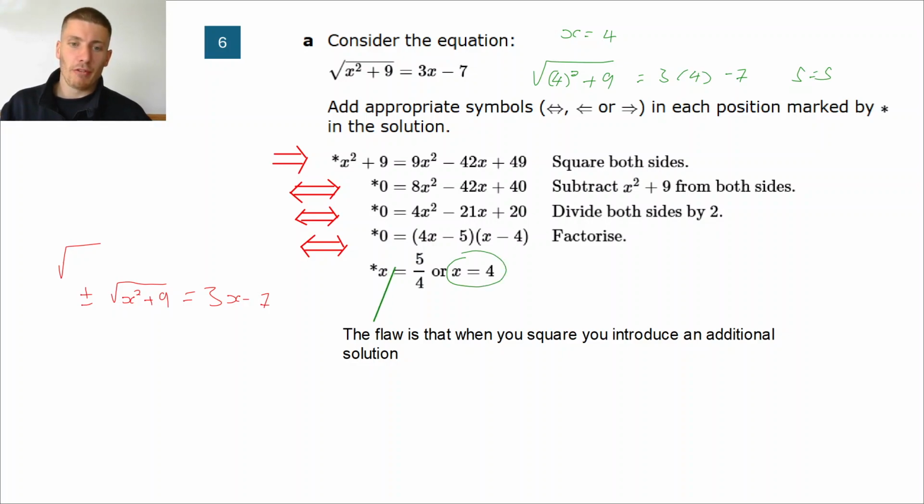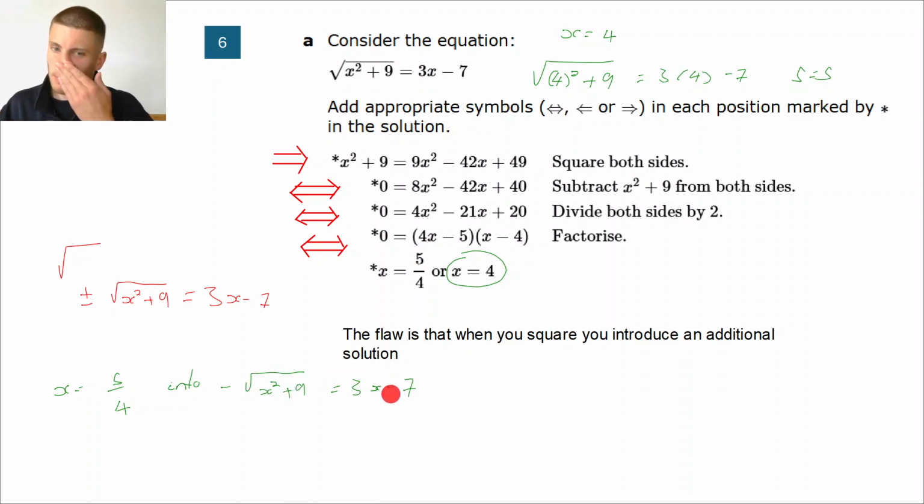And if you were to put 5 over 4 into this one, it would break down. But it would work if you put it into the negative version. Let's just double check that. If x is equal to 5 over 4, and you put it into the negative root x squared plus 9 being equal to 3x minus 7, you will see that it does work. If you substitute it in, you would get the same thing on both sides.